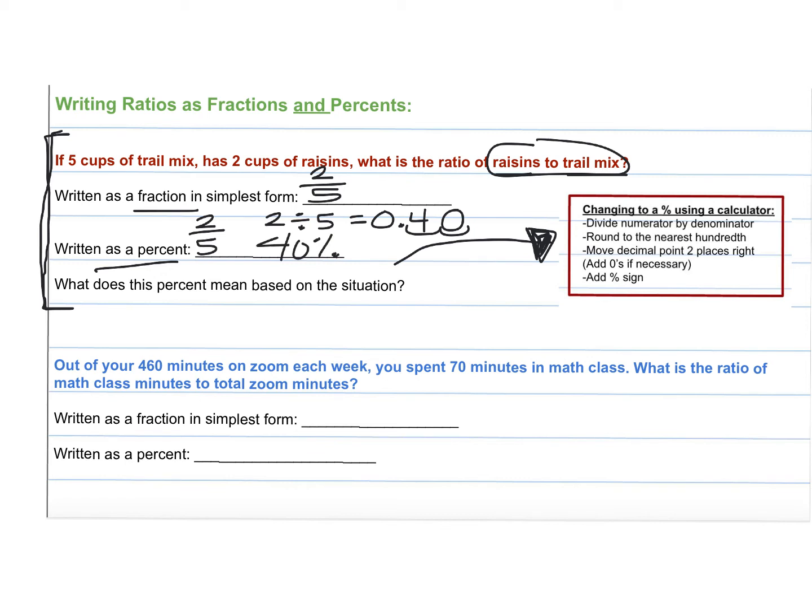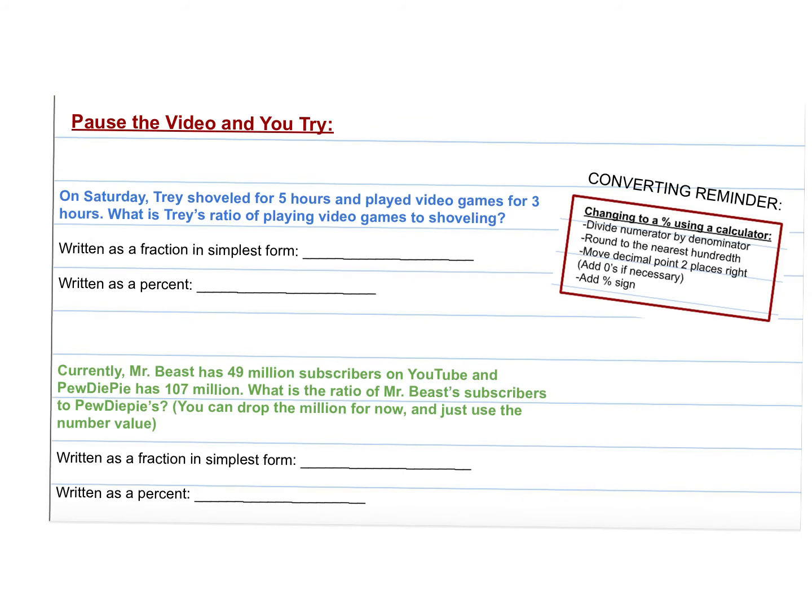So what does this percent mean based on the situation? It means that for every 5 cups of trail mix, 40% of that will be raisins. If I doubled, if I took 10 cups of trail mix, then 4 cups of that would be raisins, which would still be 40% of the trail mix that would be raisins. We're going to skip this problem and go to the next slide. You pause the video and try these 2 problems on your own and then come back and check.